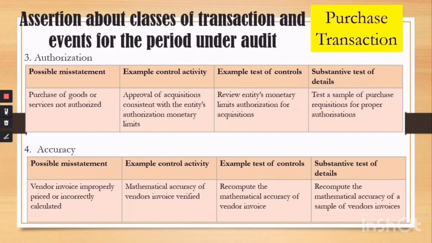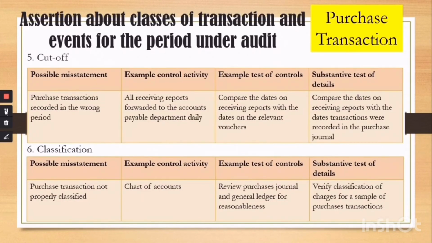And if the auditor still finds out that the control risk is still high, therefore, to lower the detection risk as well as the audit risk, substantive tests of details need to be done more. Therefore, the auditor will recompute the mathematical accuracy of a sample of vendors' invoices.